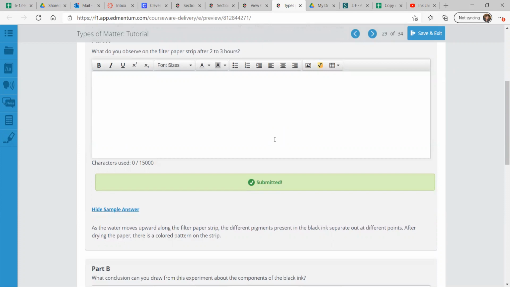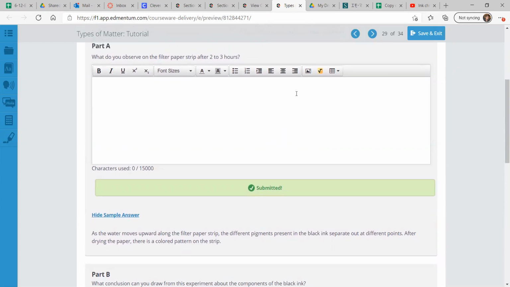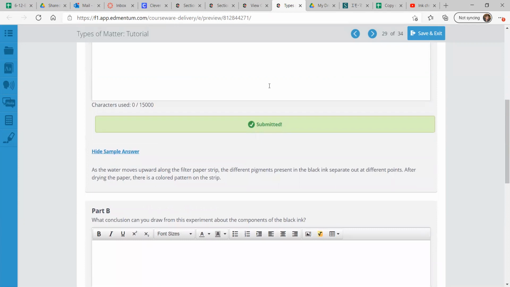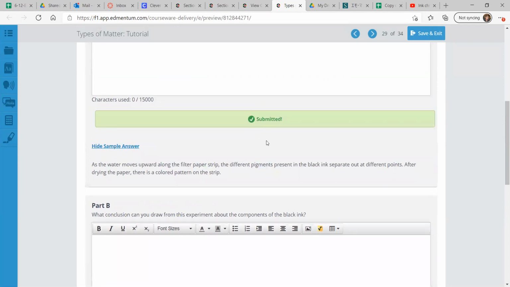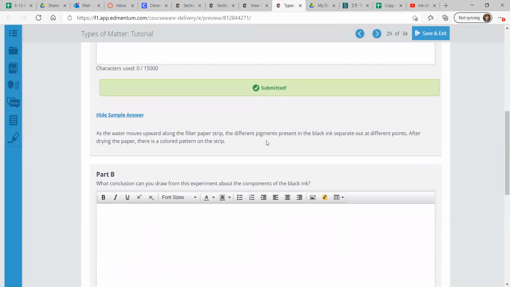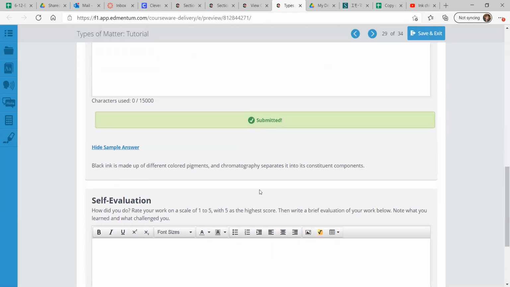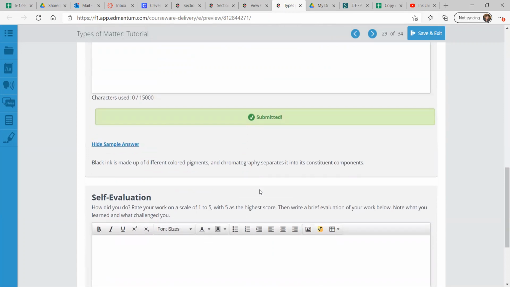So that black ink is mixed with various pigments. As the water moves upward along the filter paper strip, different pigments present in the black ink separate out at different points. After drying the paper, there is a colored pattern on the strip. What conclusion can we draw? Black ink is made up of different colored pigments, and chromatography separates it into its constituent components.